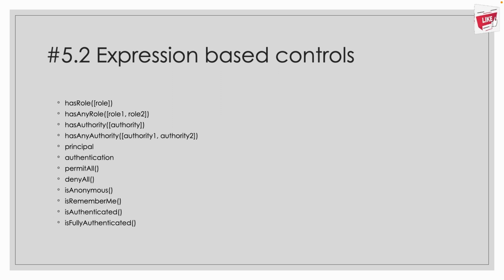The next one is authenticated. This method will return true if the current user is not an anonymous user, which means the user logged in with his credentials, so we can get that information as part of our principal object. Basically he is an authenticated user. The next one is fullyAuthenticated. This method will return true if the current user is neither an anonymous user nor a remember me user.